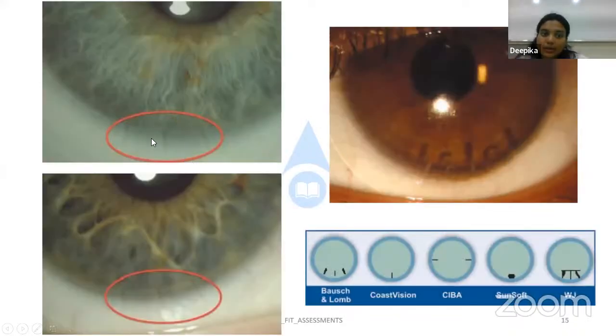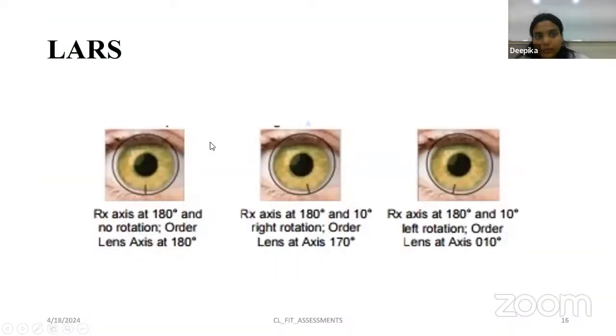These represent the truncation marks, and this varies from brand to brand. This is mainly to see the rotation of the toric lenses. Lastly, left add and right subtract is the thumb rule which is used for toric lenses.